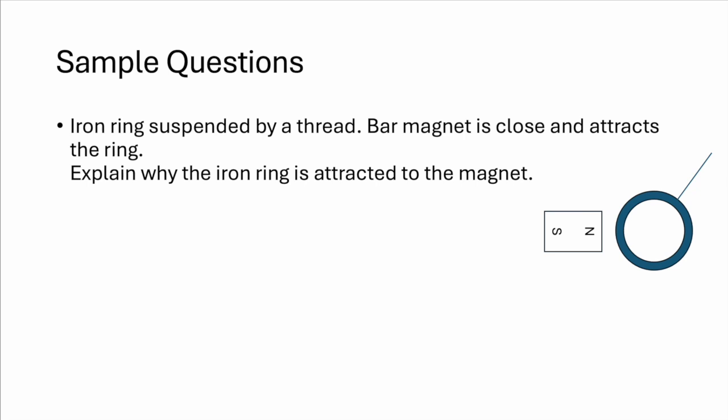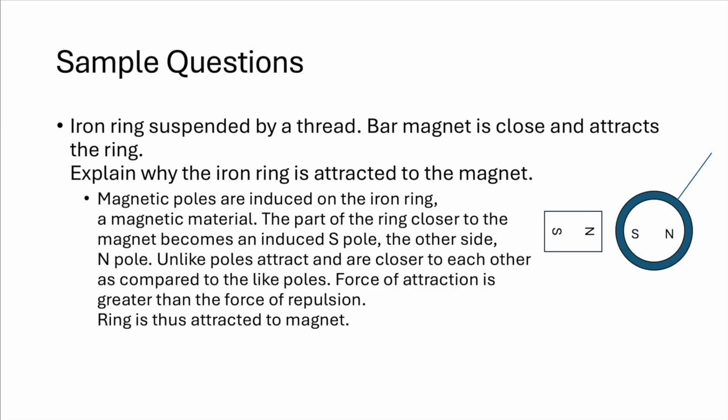So the magnetic pole of the bar magnet has induced the iron ring, which is a magnetic material. The side of the ring that is nearer to the bar magnet has become a south pole, because the north pole of the bar magnet is pointing towards the iron ring. As a result, the other side of the ring becomes a north pole. Because unlike poles attract and like poles repel, the force of attraction is greater than the force of repulsion. Therefore, the ring is attracted.